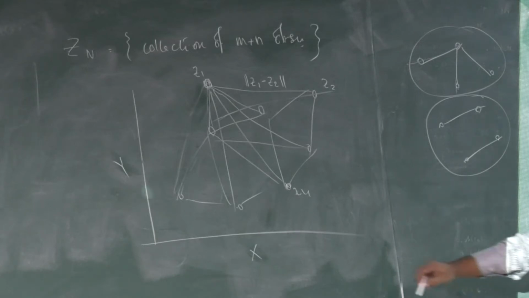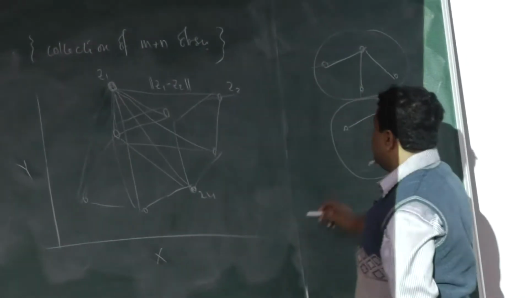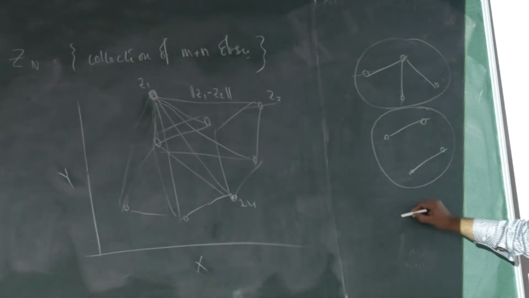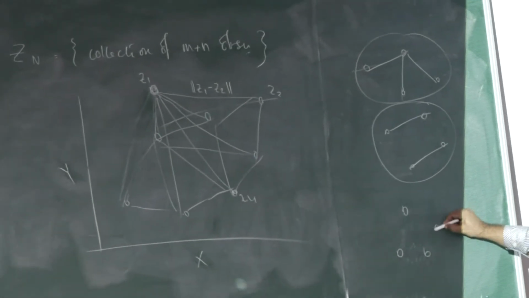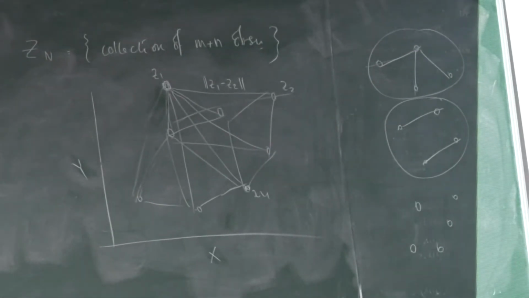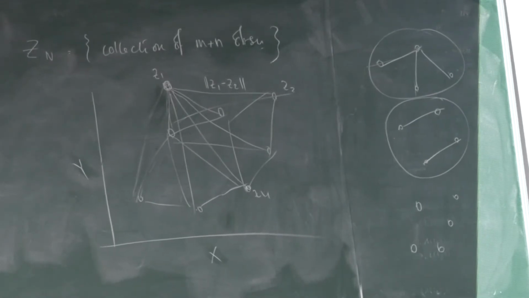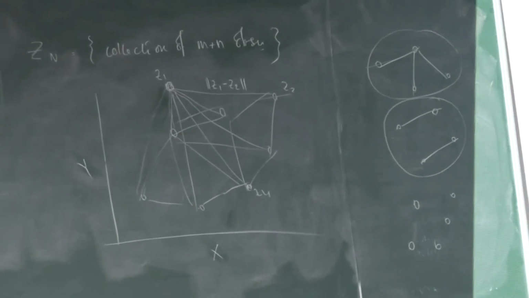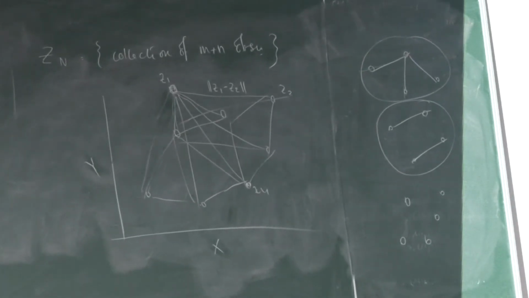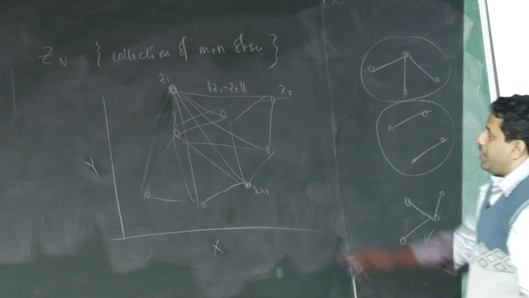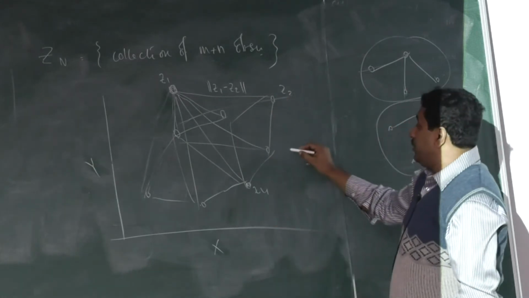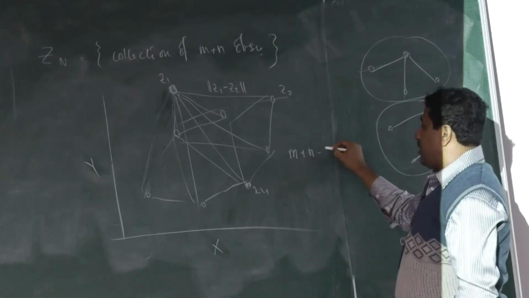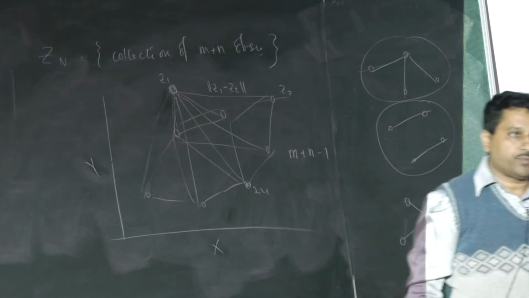Suppose that a graph has 5 vertices. I want a connected graph on 5 vertices. How many edges do I need to take? 4, right? 4 is the minimum number of edges that I need to take. So here, in order to make it connected, I need to consider n plus n minus 1 such edges.